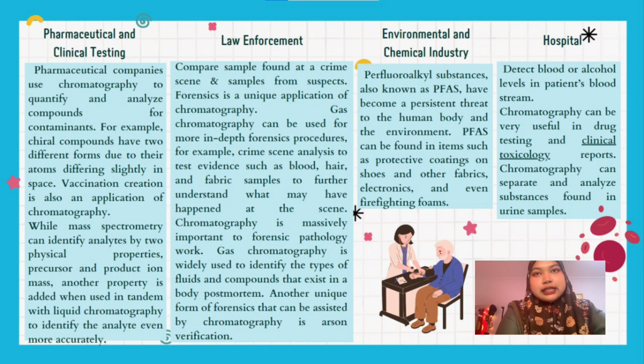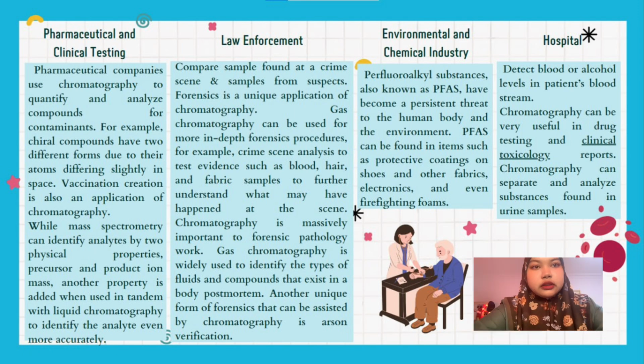The next one is environment and chemical industry. Perfluoroalkyl substances, also known as PFAS, have become a persistent threat to the human body and the environment. PFAS can be found in items such as a protective coating on shoes and other fabric, electronics, and even firefighting foams.